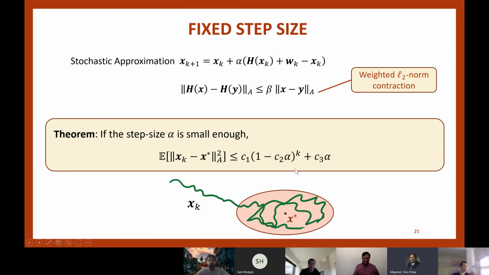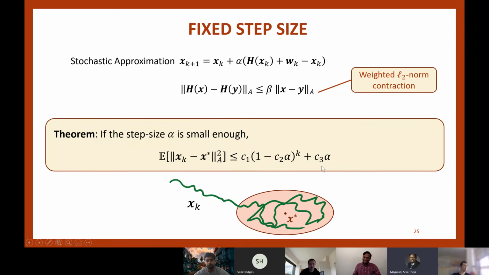So what this is saying is that my x star is somewhere here. I start somewhere in the space. Then very quickly, geometrically fast, I approach x star. But after some point, so to speak, I'm not making any more progress. I'm, as it were, in a ball. This is what is captured by these 2 terms. The first term is similar to the geometric convergence, the geometric exponential stability of the ODE. And the second term is a constant. This comes due to noise and because we are using a constant step size.